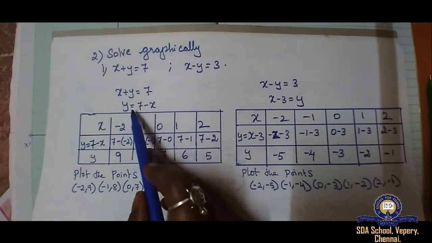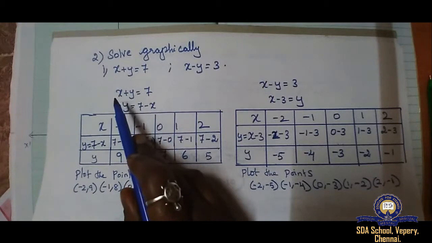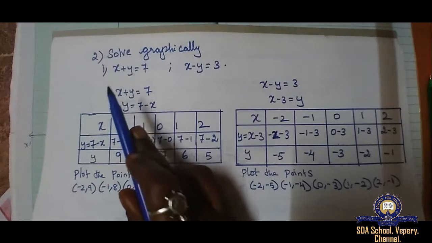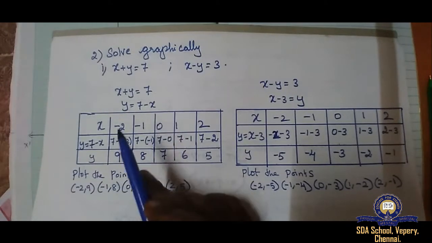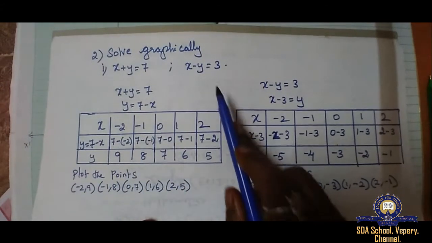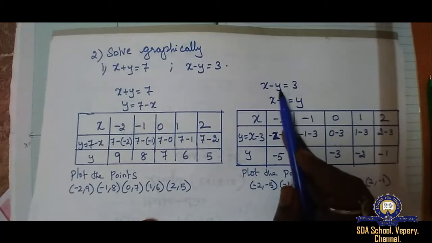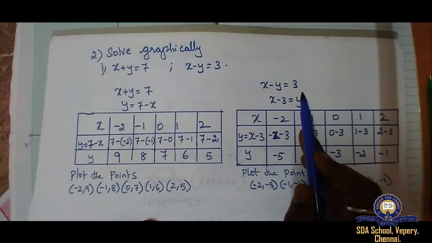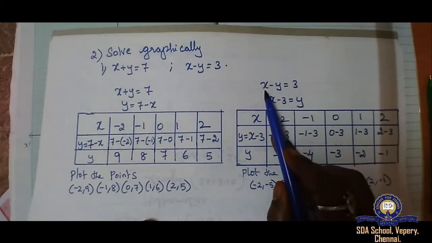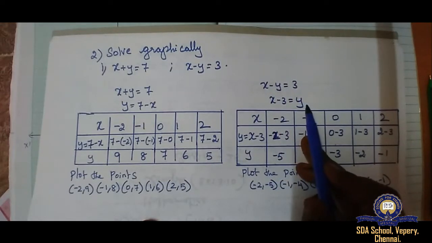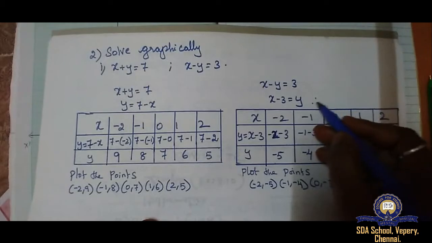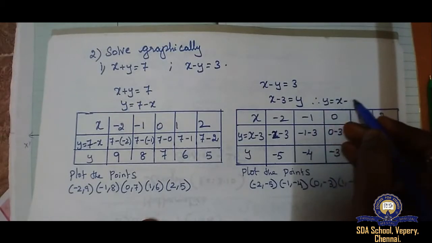So I have written y is equal to 7. This plus x alone I am changing to that side and it becomes minus 7. Then the same procedure we have to follow. Same way this equation I have changed. X minus y equal to 3 means this 3 I took this side, so minus 3. Minus y, if it goes that side, it becomes plus y. Therefore y is equal to x minus 3.